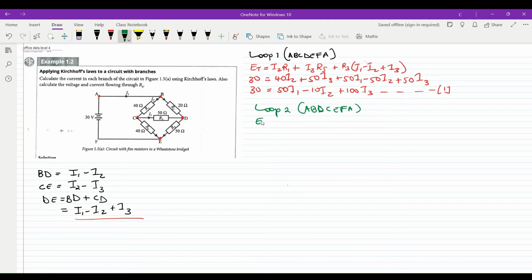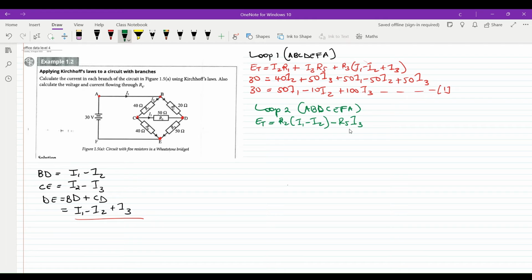We're still going to retain our ET this side. It's going to be equal to AB, we don't have anything. BD, we do have something. We have 20, which is R2. The current there across BD is going to be R2 into I1 minus I2. DC now, if you look at DC, our movement is in opposition of the current flow. The direction of current is CD, but our loop instructs us to move in the opposite direction. Therefore, we're going to regard that as negative. R5, I3.